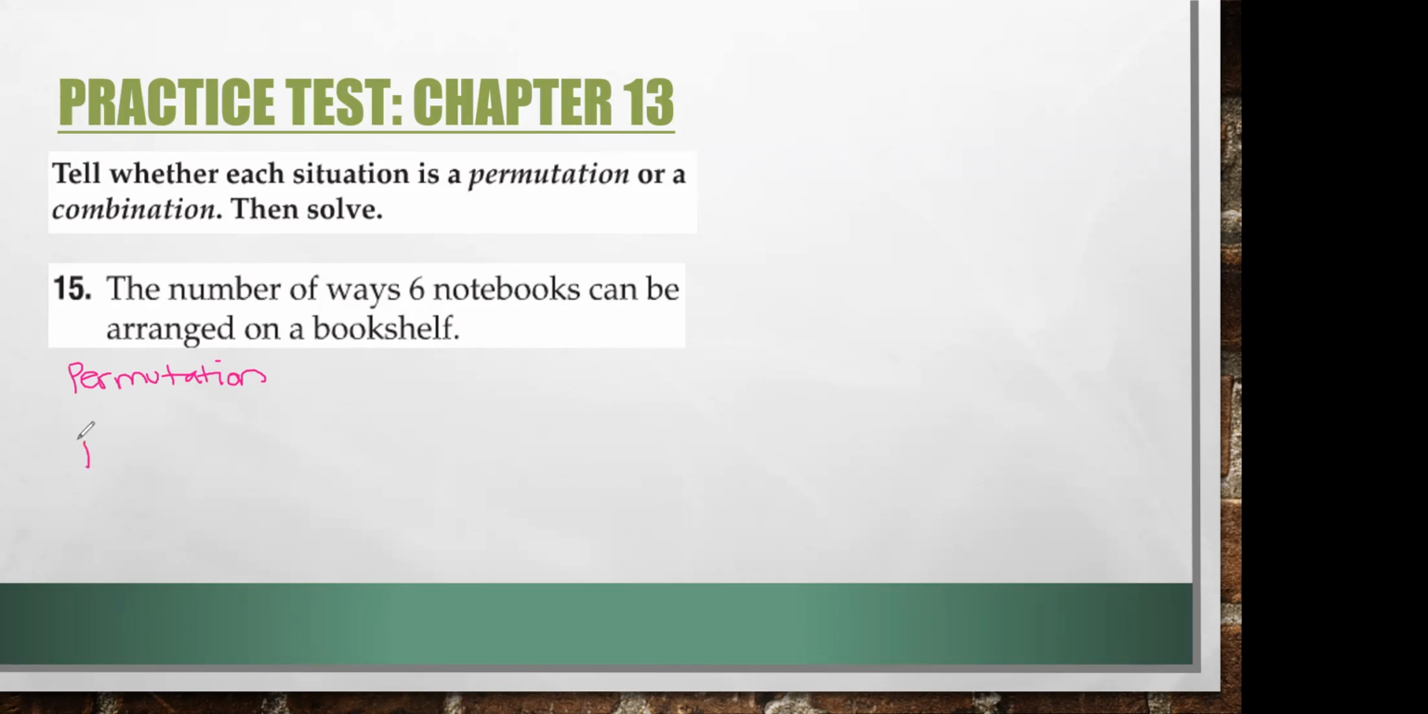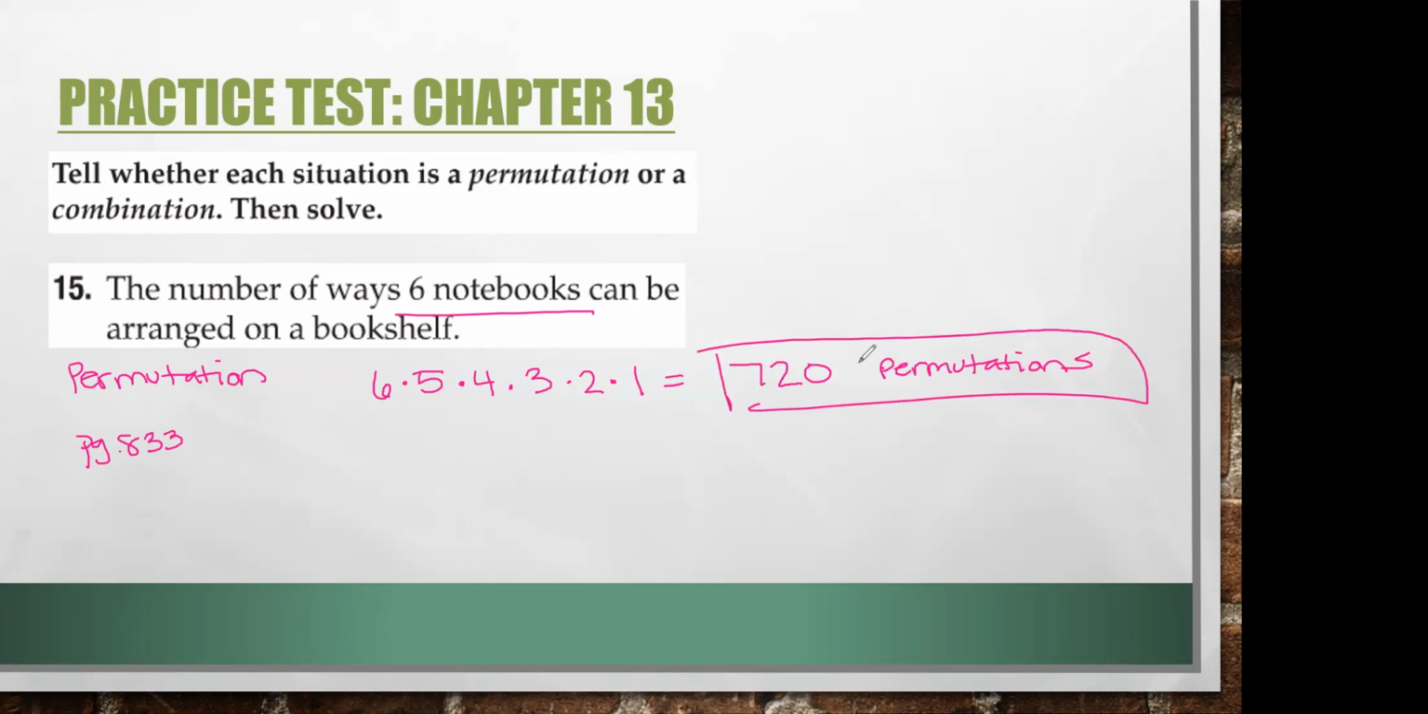And that principle is on page 833 of your textbook. So what we would do, there's 6 total notebooks, so we're going to multiply 6 times 5 times 4 times 3 times 2 times 1, and that ends up being 720. So there are 720 permutations or different ways we can arrange those 6 notebooks on a shelf. Okay?